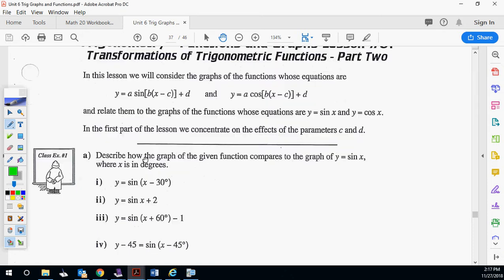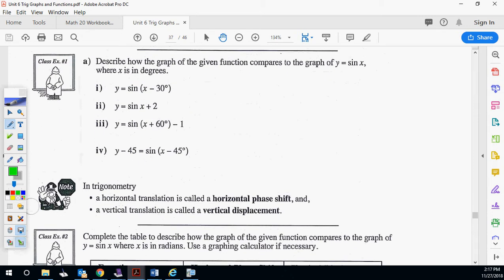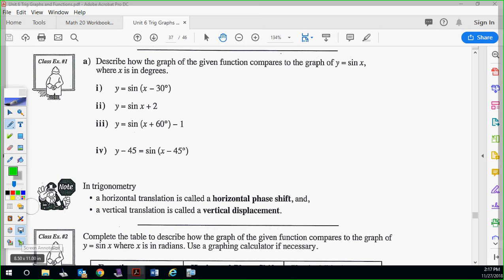So again, just intuitively, what do you think this one does? Maya, what does this one do, you think? Yep, right 30. That's all it means, right?